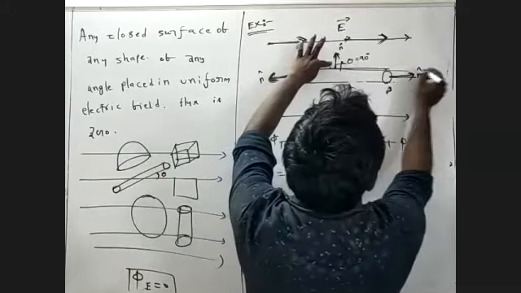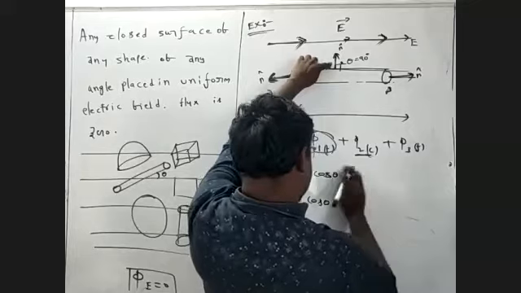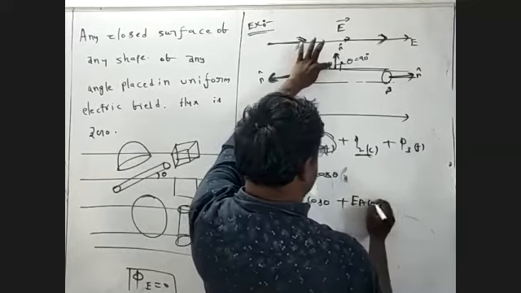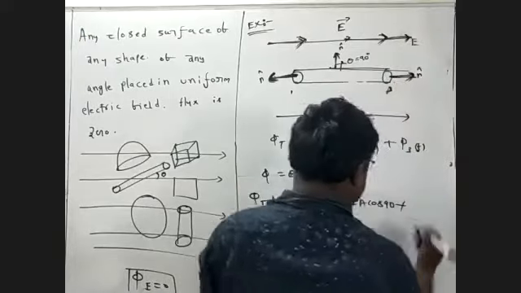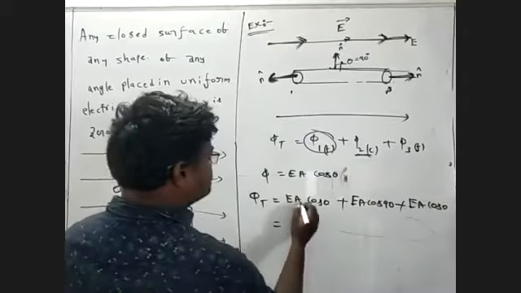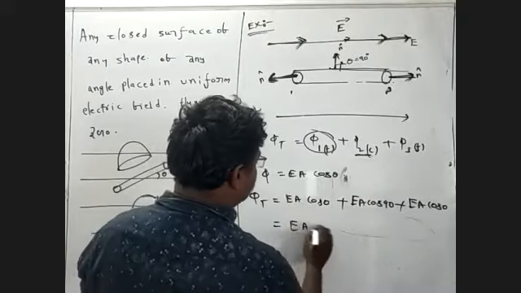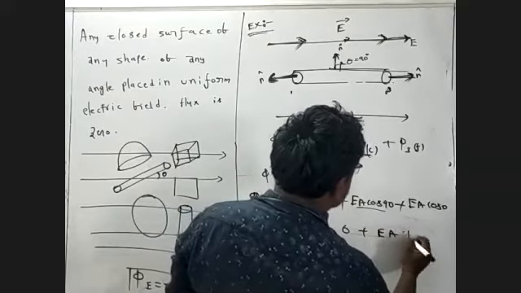Again, this is the E bar, and this is the A bar. What is the angle? 90 degrees, so EA cos 90. Next, this is the N bar and this is the E bar, both in the same direction, so EA cos 0 degrees. Cos 0 is 1, so this is a plus EA.